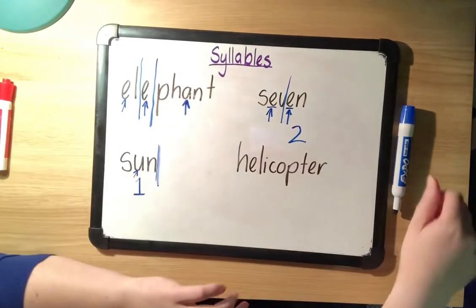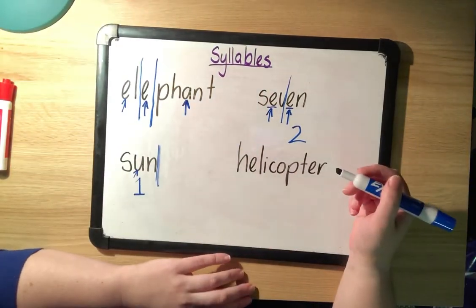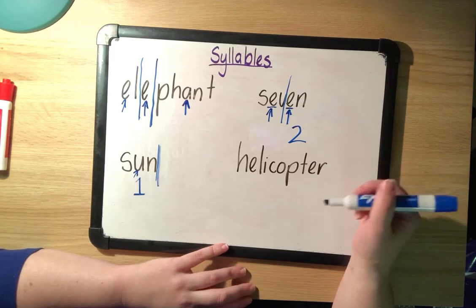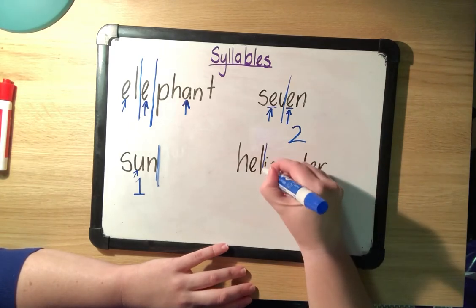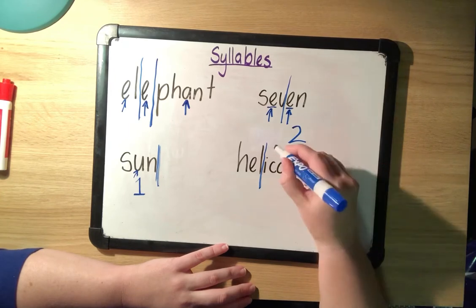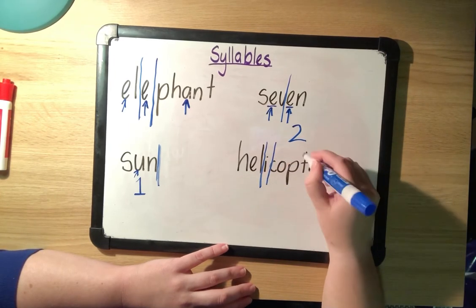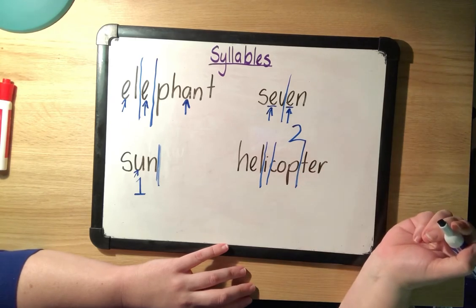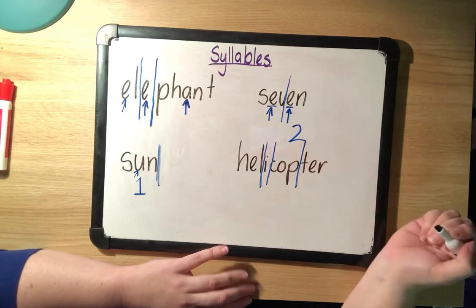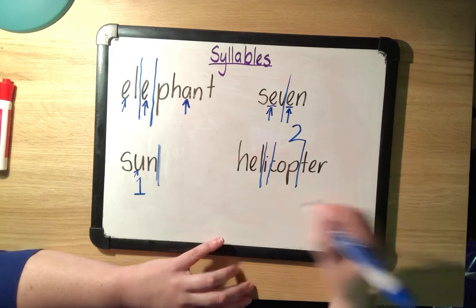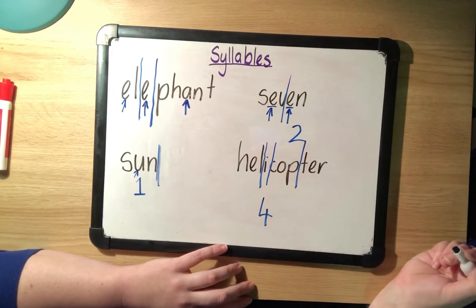Helicopter. Let's break the word down. Hel was the first one. I was our second one. Cop was our third syllable. Ter was our fourth syllable. So we have 4 syllables.